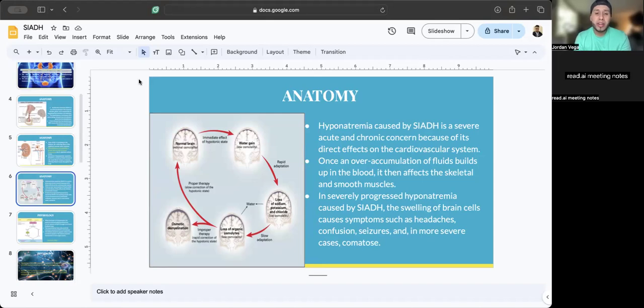Here in this image, there's an illustration of what normal osmolality levels should look like in the brain, and what it looks like when a surplus begins to accumulate in the brain, and some of the effects that happen to our brain when that happens, such as the loss of sodium and potassium, the loss of electrolytes, and osmotic demyelination.